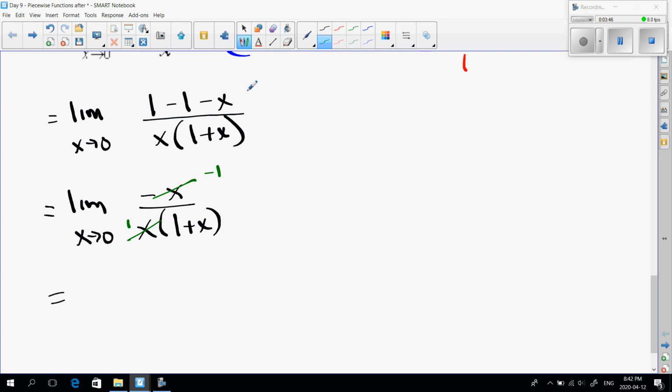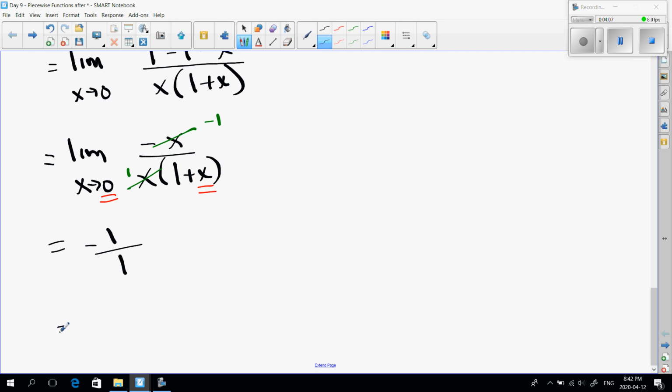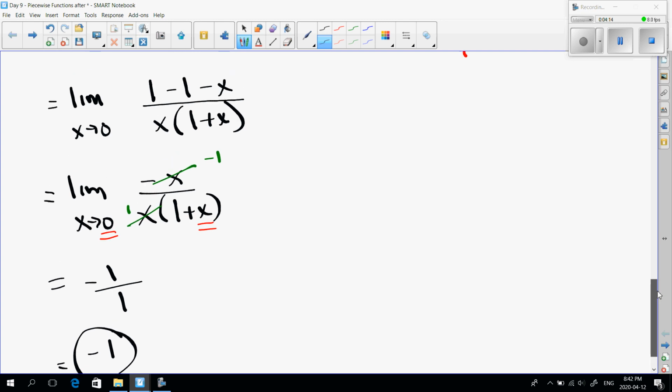And here is where I can drop the limit notation. I don't need to write the limit as x approaches 0 anymore, because I'm going to go back to direct substitution. So the numerator is going to equal negative 1. The denominator is going to equal 1 plus 0 times 1, which would be 1. 1 plus 0 is 1, times 1 is 1. My answer for this limit would be negative 1. That function intends to reach a height of negative 1.